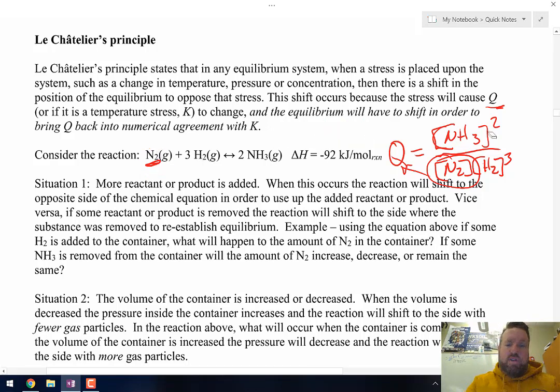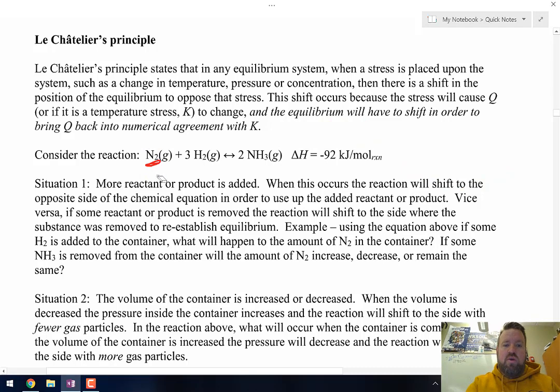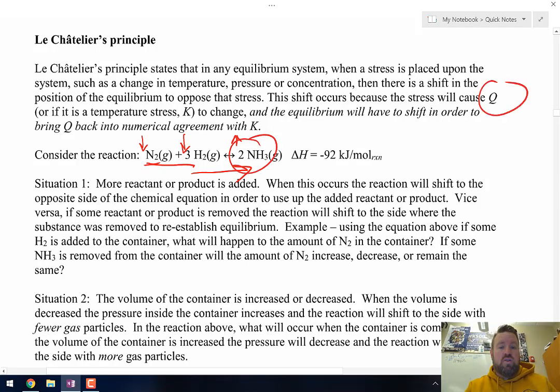Another way you could describe this is to say that the addition of nitrogen causes the reaction to shift to the right, which means that the nitrogen is going to go down a little bit, even though it went up. The hydrogen is going to go down and the products are going to go up. So when you add a reactant, the reaction is going to shift to the right, proceed to the right, and make more product according to Le Chatelier's principle, and really according to Q.